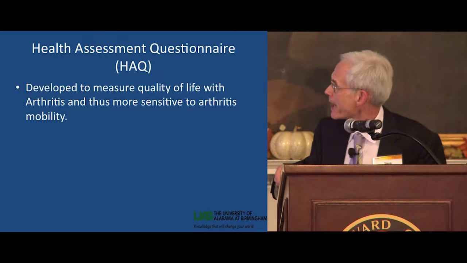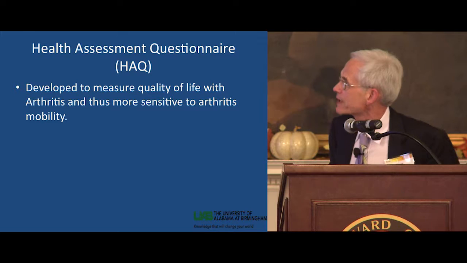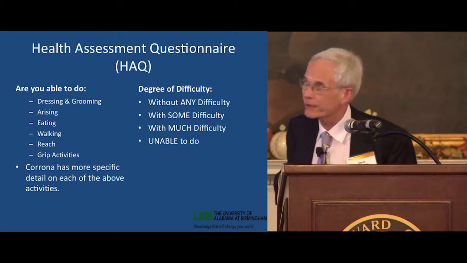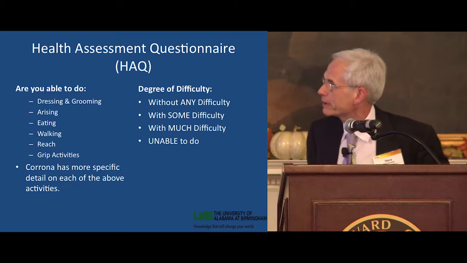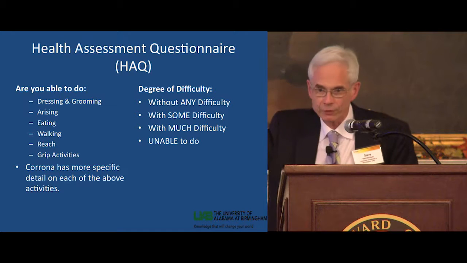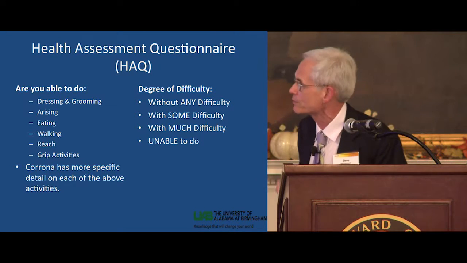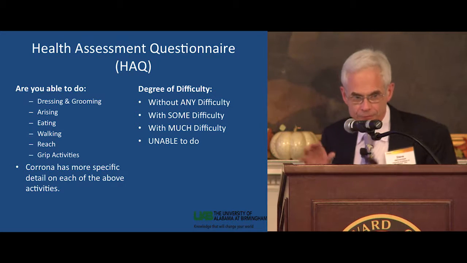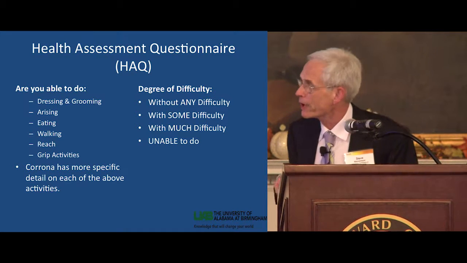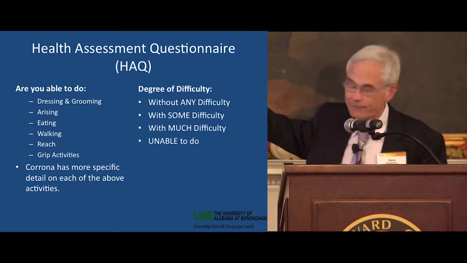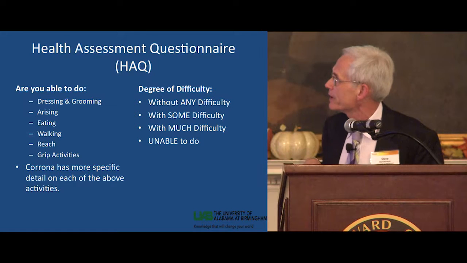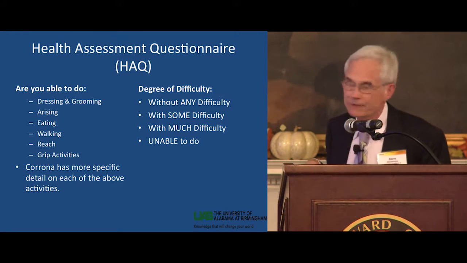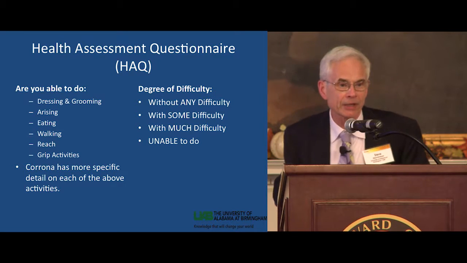Okay, I've said that. The HAQ is another instrument. This was basically set up for arthritis, and it asks you about your ability to do dressing and grooming, getting up and down, eating, walking, how well you can reach for things, your grip strength, activities, and what have you. So we're getting a little more into true arthritis issues. Corrona has in it a very specific form of the HAQ that gives a lot more detail. And again, the answers end up being, can you do these various things without any difficulty, some difficulty, much difficulty, you're unable to do them.